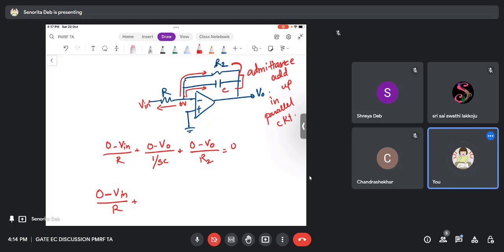right? So what you will do, 0 minus V0 common, and what is the admittance of R2? It is 1 by R2. What is the admittance of C? It is SC. 1 by SC is the impedance. You can directly write it in multiplication form, because admittance will multiply with the voltage. Impedance gets divided, Vin by R, but admittance will get multiplied, and that equals 0.